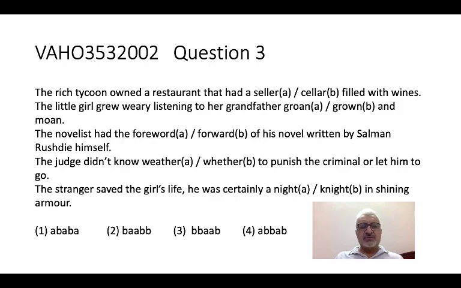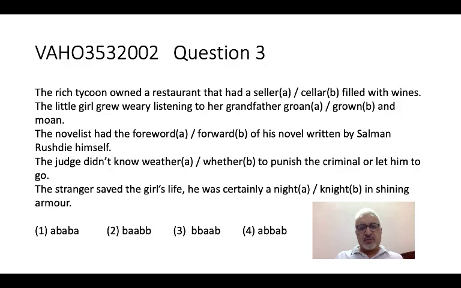The last one talks about a stranger and he says the stranger saved the girl's life. He was certainly a knight with N or knight with K in shining armor. A night you already know cannot be applied here. It can only be a knight with K. What does it mean? A warrior. A warrior that has been rewarded with some medal, or we talk about knighthood. That means you honor the warriors and give them some stature in society, that is called knighthood. So it is a knight with K.